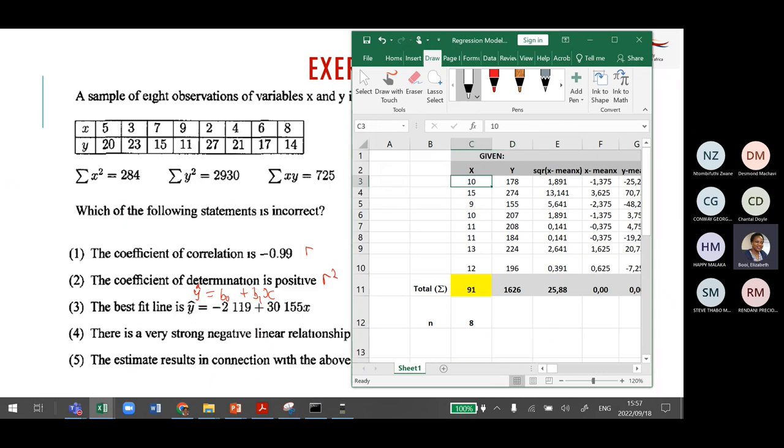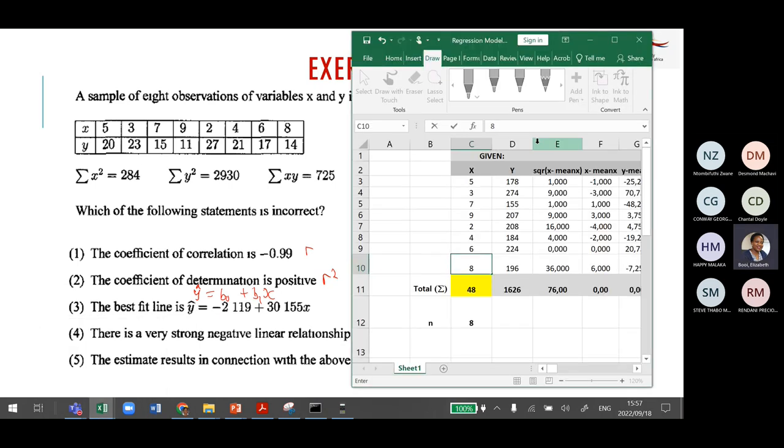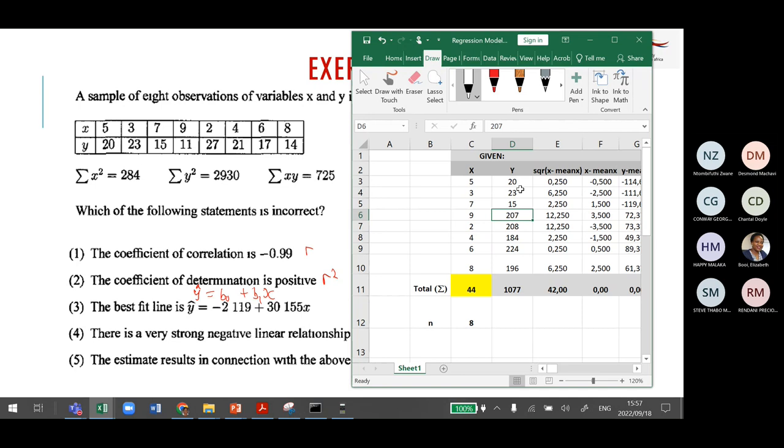I just keep the values. So I'm going to start by putting in my x values, which is 5, go down, 3, go down, 7, go down, 9, 2, 4, 6, and 8. And then go to the next one, which is my y: 20, 22, 20, 23, 15, 11, 27, 21, 17, and 40.